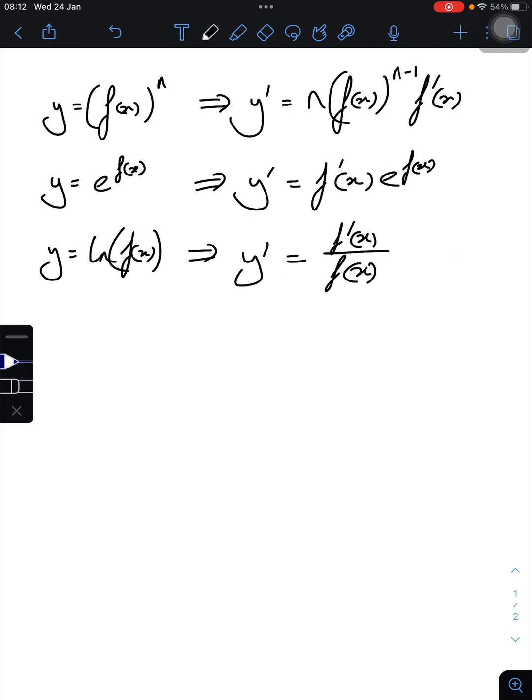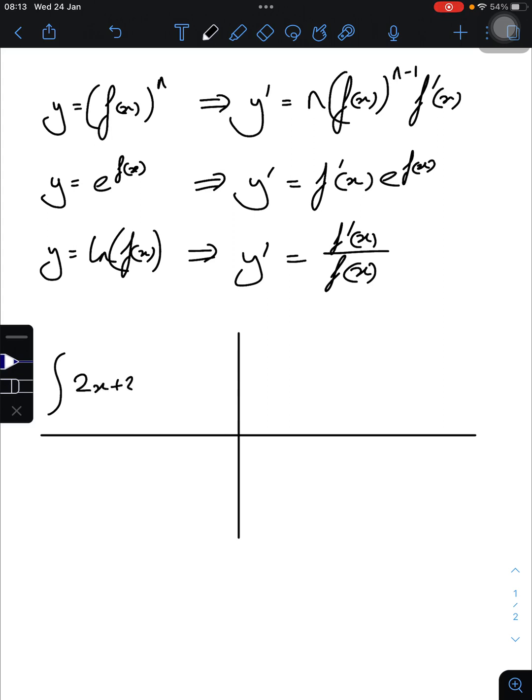So the way it works is that we'll trial something, we'll differentiate that trial, and then we'll compare it to what we're actually trying to integrate. The way I'm going to do this is via a sort of grid method. So imagine that this is going to be my actual function. Let's say in this case, let's integrate a function like 2x plus 3 to the power of 4 dx. And then this side here is going to be my trial.